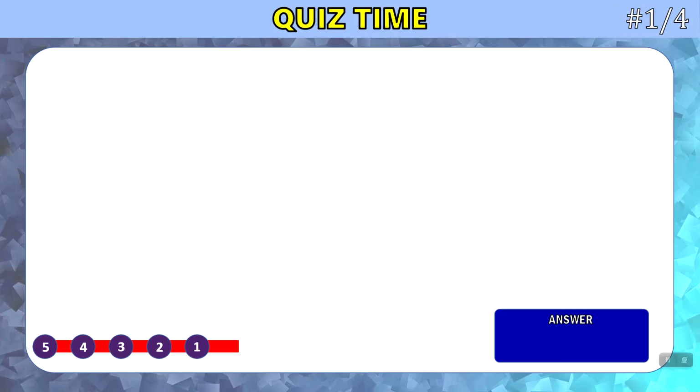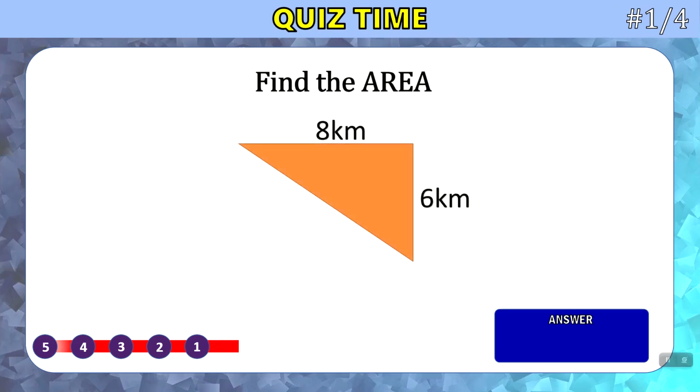And now it's quiz time. Find the area of the triangle. You have 5 seconds. Time's up. The answer is 24 kilometers squared. You can almost sense a rectangle there that's half missing. And if you multiply 8 by 6, you get 48. And then if you divide that by 2, you get 24.